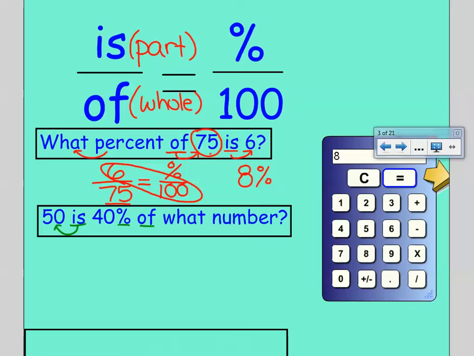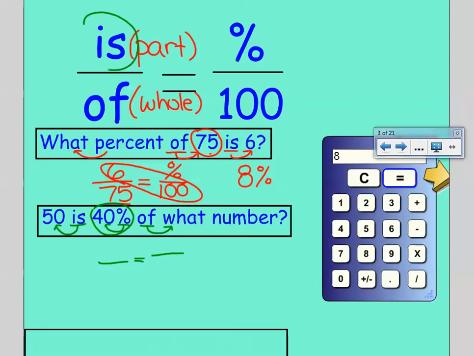Now, some people might think that the number 40 is next to the word of, but what's even closer to the number 40? Right behind 40 is the percent symbol. So this is 40%. It all goes together. And there is no number next to the word of because the word what is next to that. So what I would do is I'd have my proportion again.